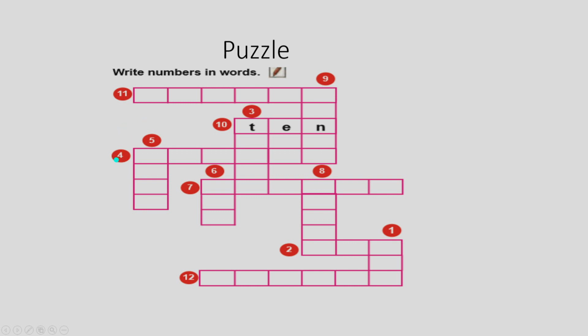So this is 4. You have to write FOUR. This is 5. You have to write FIVE. In this way you have to fill the puzzle. And whoever finishes first, he or she will get the prize.